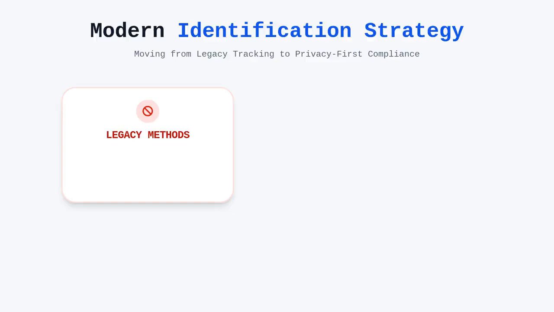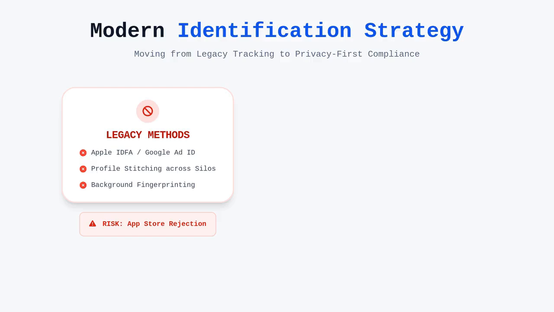Managing identification on these platforms requires a departure from legacy tracking methods that relied on hardware identifiers. Historically, developers leaned on the Apple IDFA and the Google Advertising ID to stitch together user profiles across various ecosystem silos. Today, relying on these identifiers without strict observance of ATT prompts or Google's evolving privacy guidelines will likely result in App Store rejection or, worse, significant regulatory friction.